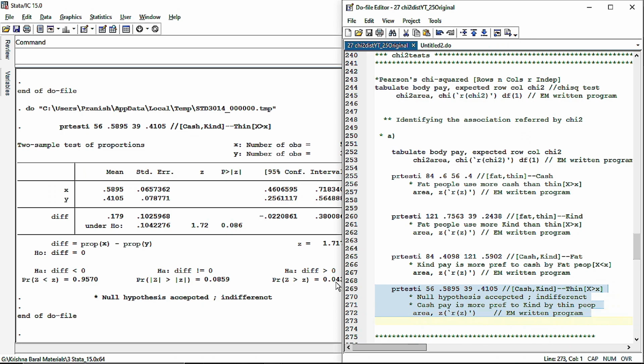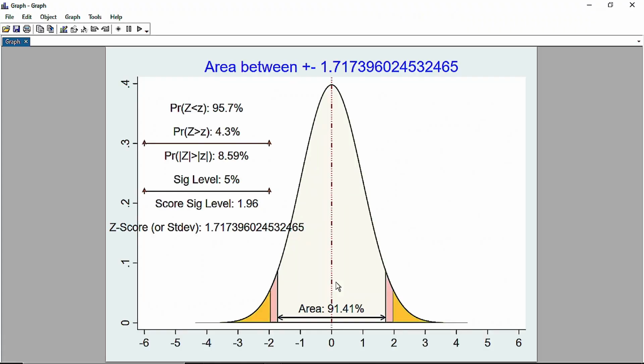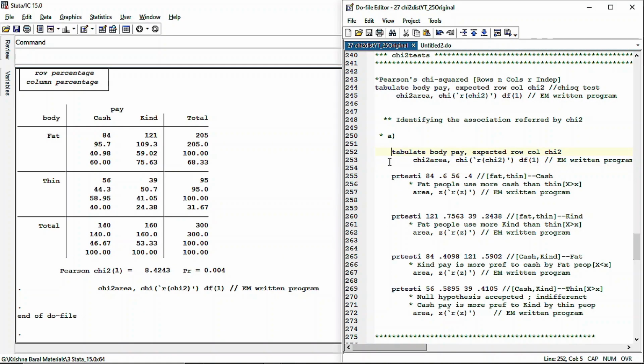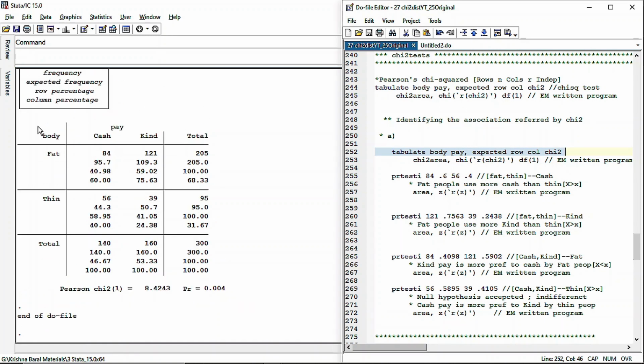And let us depict the same information by our area graph and make certain analysis. We see for the two tail test we fail to reject the null, either based on the p-value or based on the Z score. And for the left tail test, the p-value is greater than our alpha level, that is why we fail to reject the null. And for the right tail test, at the 5% level, we reject the null. But this is nearly equal to 5%, but still we can say that among the thin people, cash payment is more popular. So these four tests established some sort of association among the categories of these two variables, body and pay. And we have rejected the null hypothesis of no association. This is what we wanted to prove.